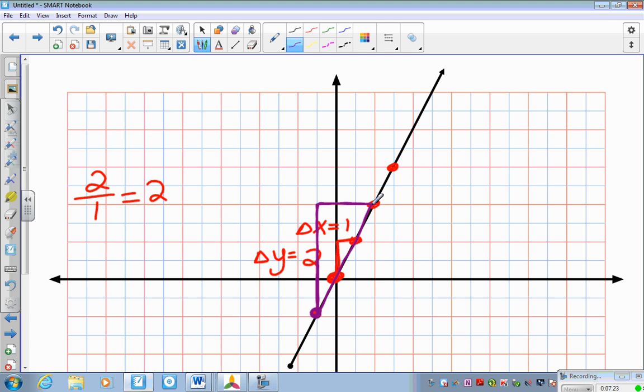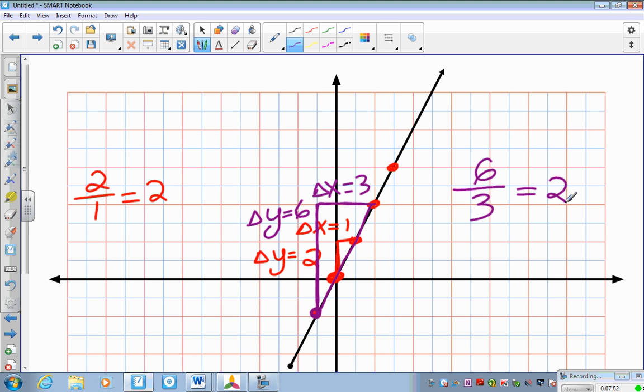If you notice, the change in y is 1, 2, 3, 4, 5, 6. And this change in x is 3. I never actually wrote 6, sorry. Change in y is 6, change in x is 3. Well, if I do slope, that's 6 over 3. Well, 6 over 3 reduces to 2. Even though I picked a different triangle, I still have the same slope.